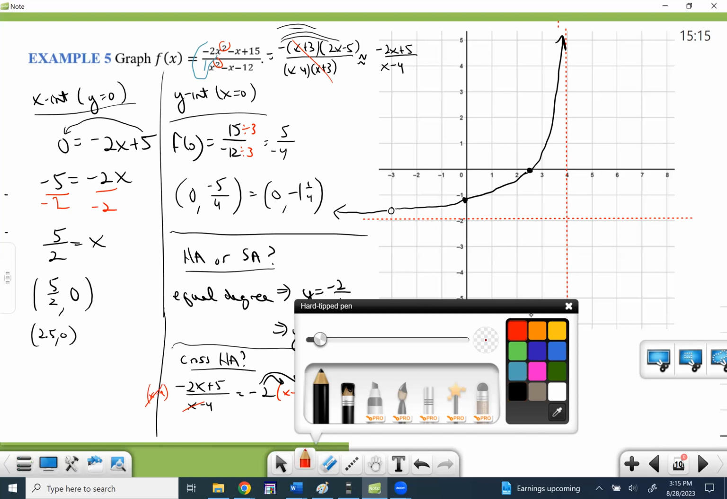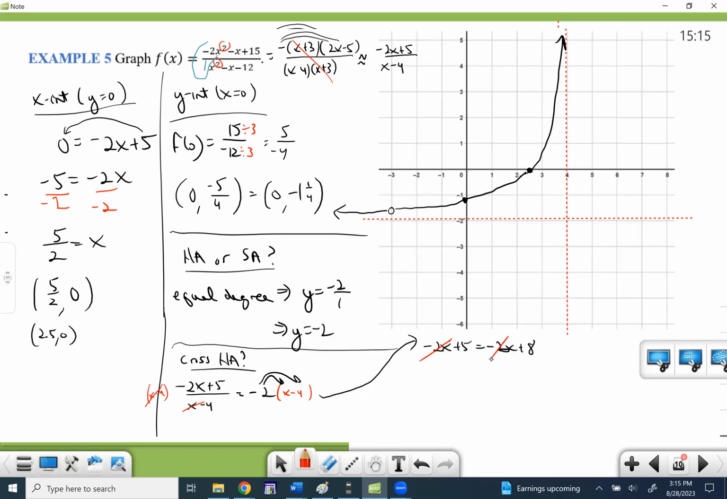There's a -2x on both sides of the equal sign, so we're just going to cross it off and we get 5 equals 8, which makes no sense. 5 does not equal 8. So since this equation has no solution, that implies we don't cross the horizontal asymptote. All right, so then let's go plug in 5 and see what happens. We know either we're up here or we're down here. Since we don't cross the horizontal asymptote, we're stuck in one of those quadrants.